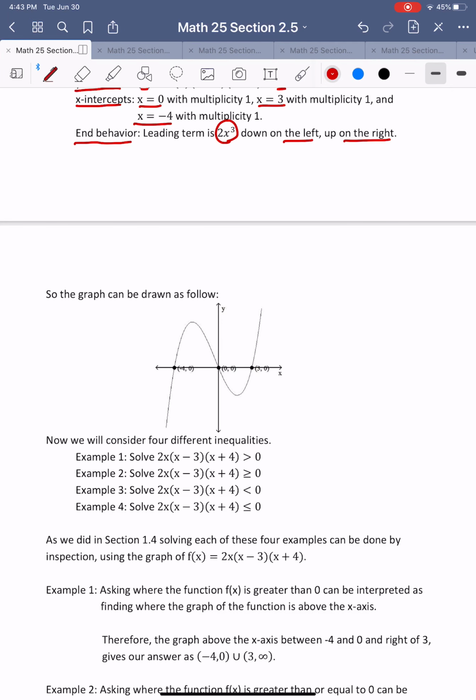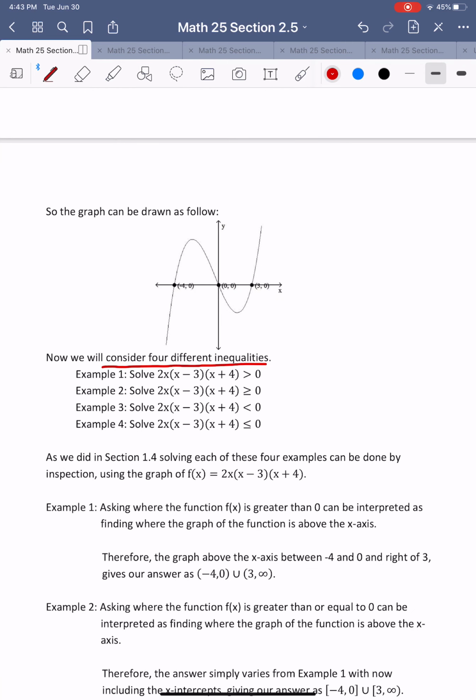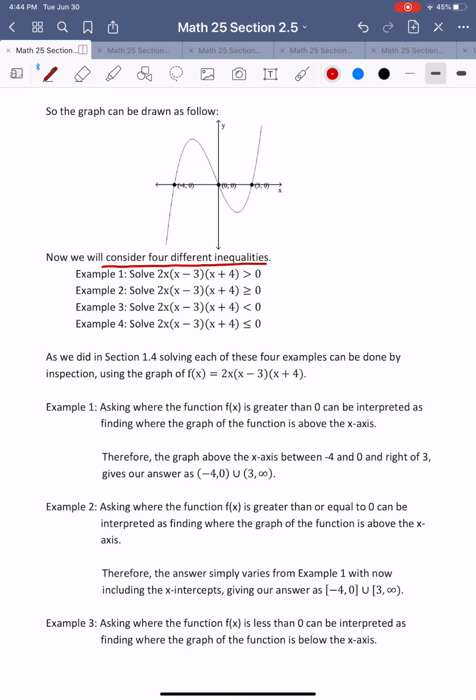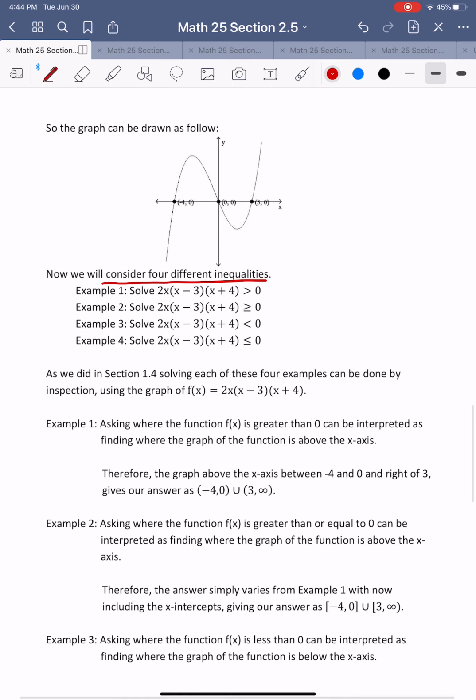So now we want to consider four different inequalities here. Solving 2x times x minus 3 times x plus 4 greater than 0, and then greater than or equal to 0 for example 2, and then less than 0 for example 3, and then less than or equal to 0 for example 4. So as we did in section 1.1, each of these four examples can be solved by inspection using the graph of f of x equals 2x times x minus 3 times x plus 4.